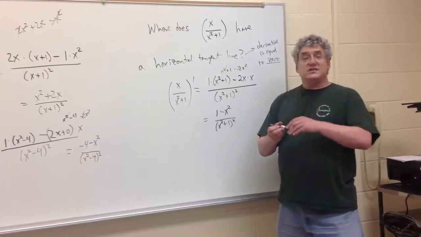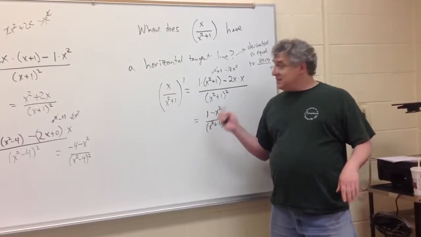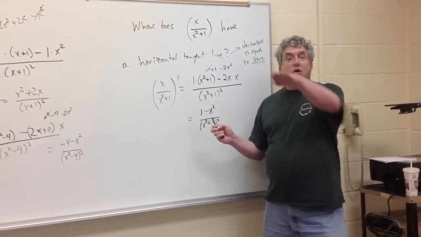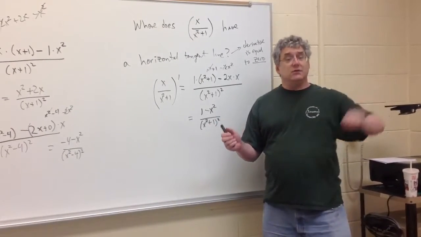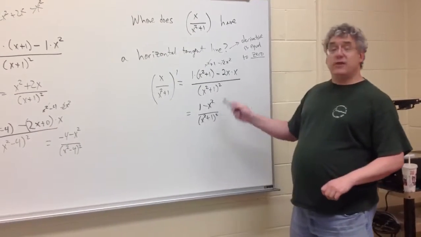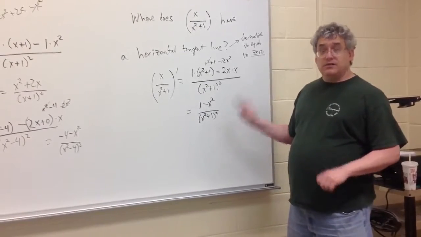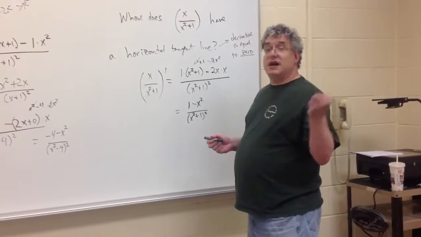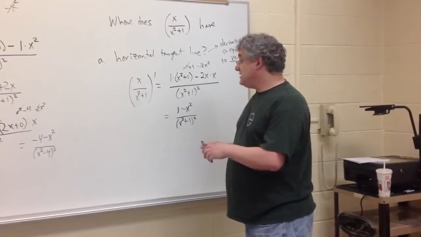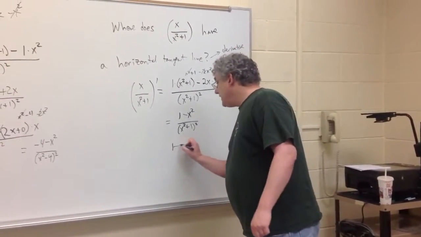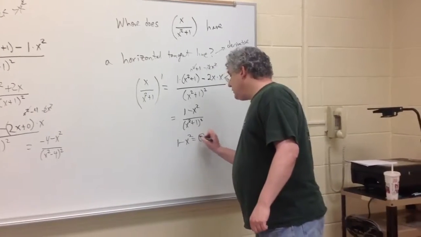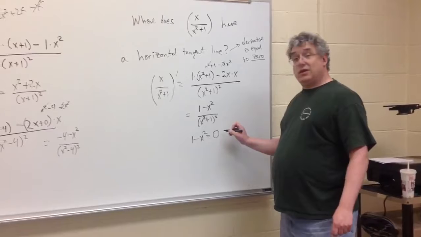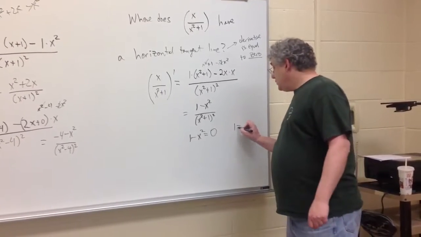Now, horizontal tangent line. I'm not done with this. That is the simplified derivative, but it's not answering the question. Horizontal tangent line, 0 slope. So when I have a fraction, if a fraction is 0, that means the top is 0. Doesn't mean the bottom is 0. Try it. 3 over 0, not 0. But 0 over 3 is 0. So 1 minus x squared is 0. What makes that 0? I can bring the x squared over. Let me try that. 1 equals x squared.